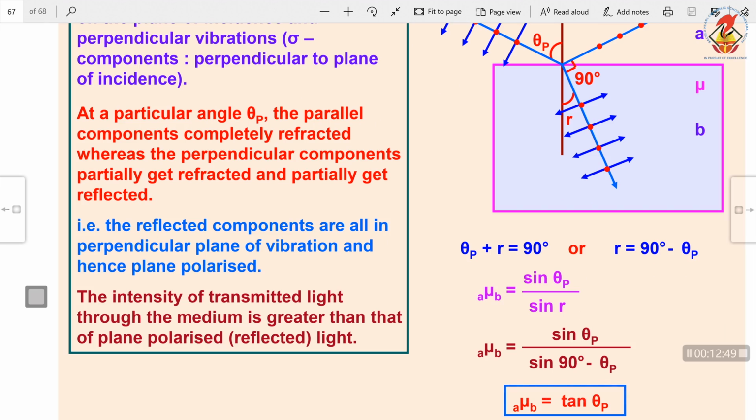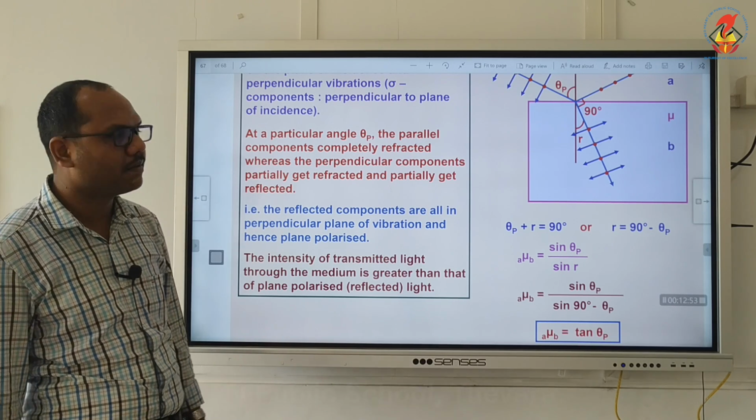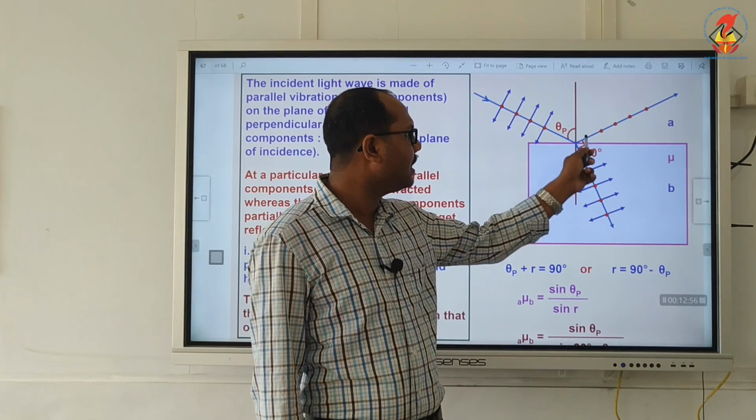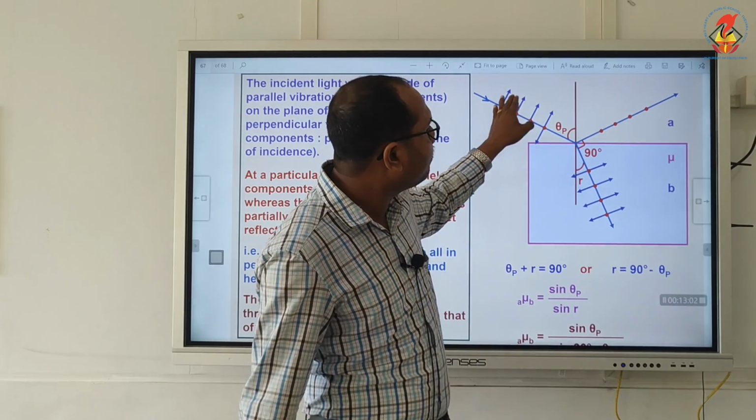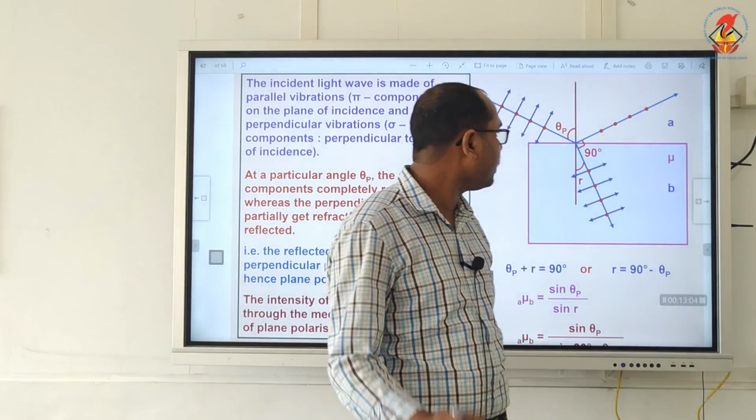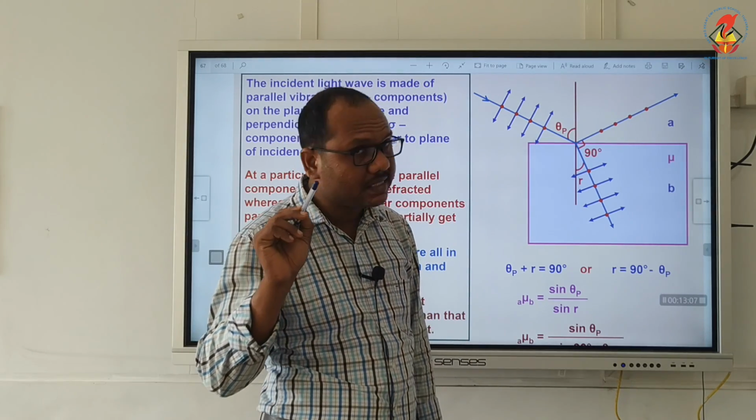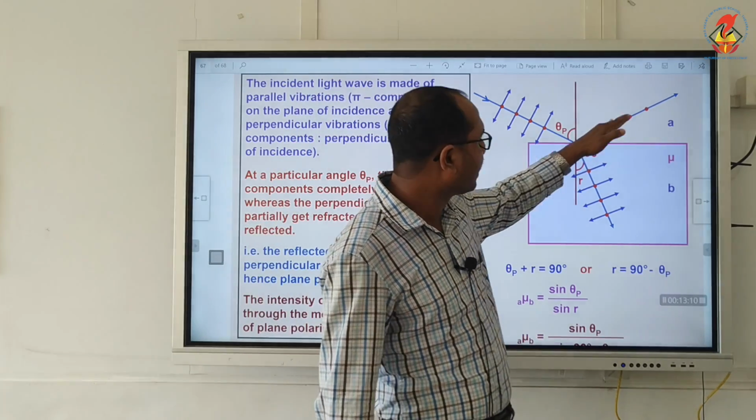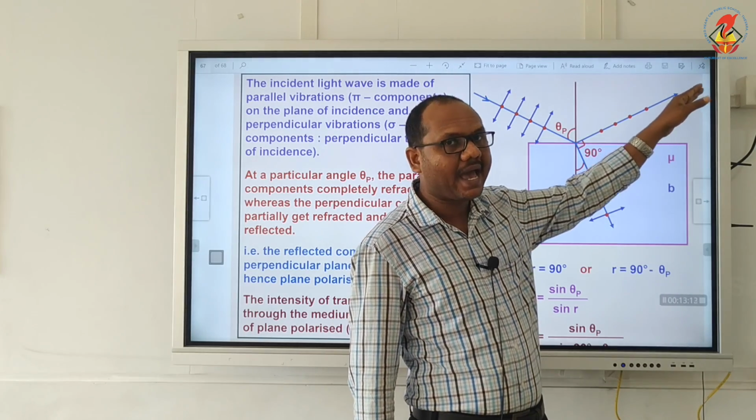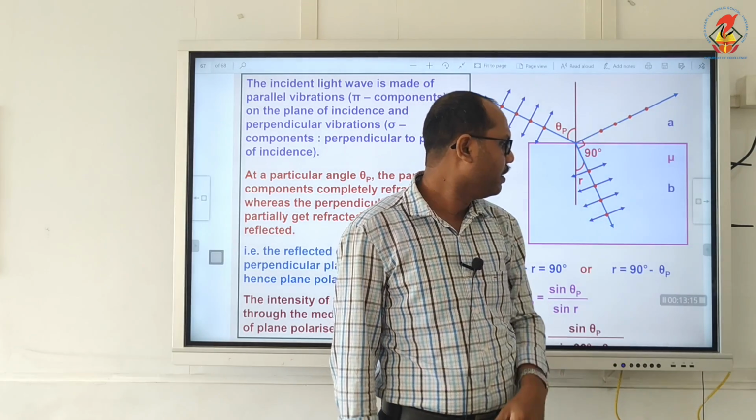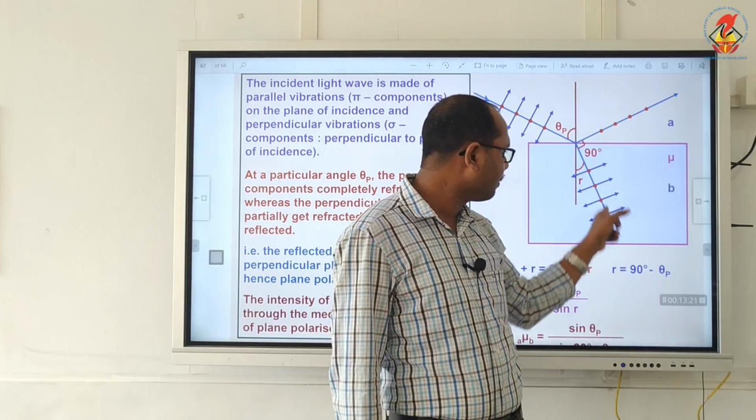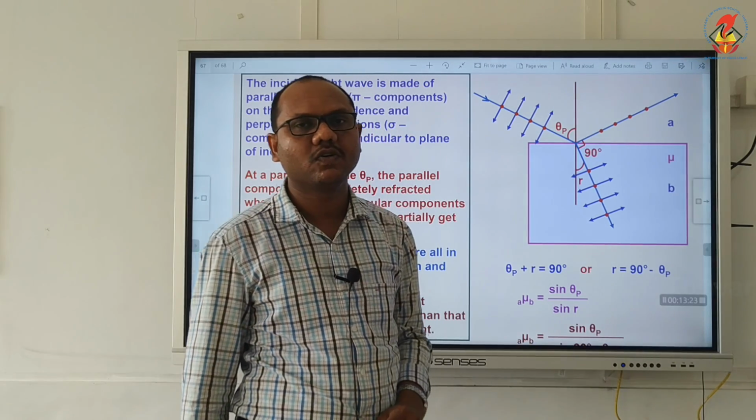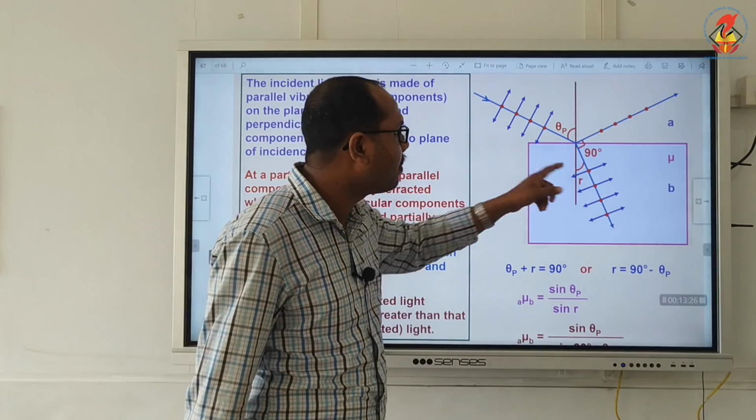The intensity of the transmitted light through the medium is greater than that of the plane polarized reflected light. That means this intensity is more than this intensity. Now I want to tell you one more thing. Whenever this polarization happens, always the reflected ray and the refracted ray are perpendicular to each other. That is why I have marked the angle 90 degrees.